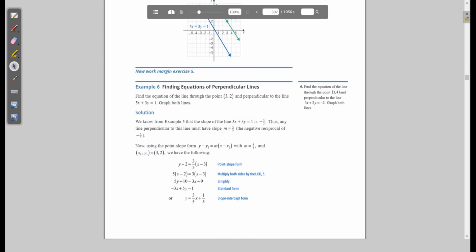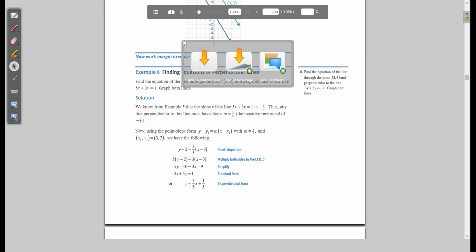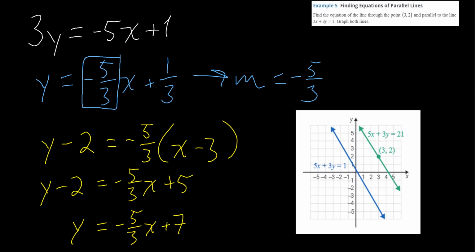All right, next up we're going to do perpendicular. Now perpendicular, honestly the steps are pretty much the exact same, except this time I'm not going to be using the exact same slope. I'm going to be using the negative reciprocal. All right, so is this the same equation, 5x plus 3y? Yeah. So 5x plus 3y was, y is equal to negative 5/3 x.